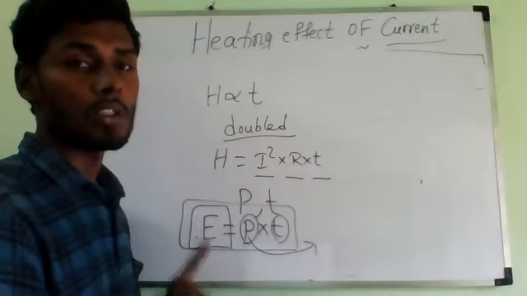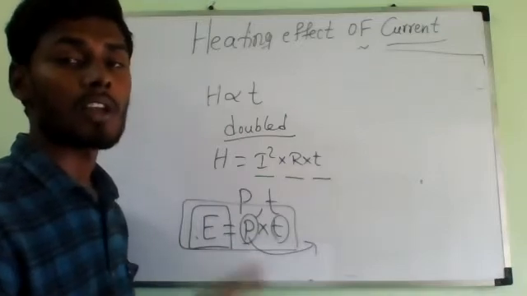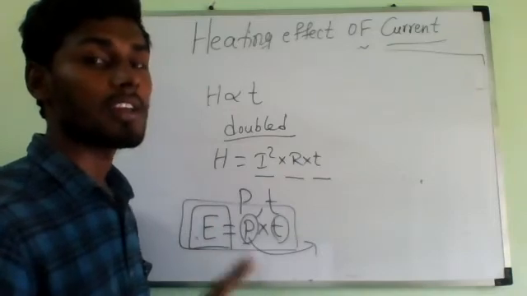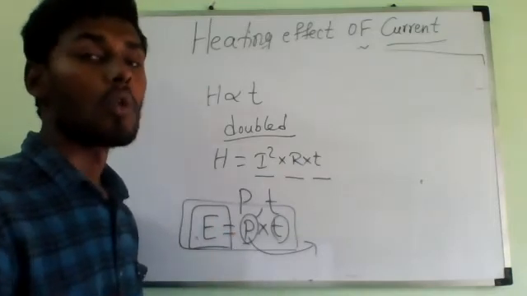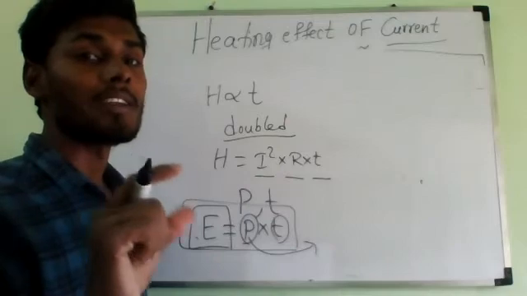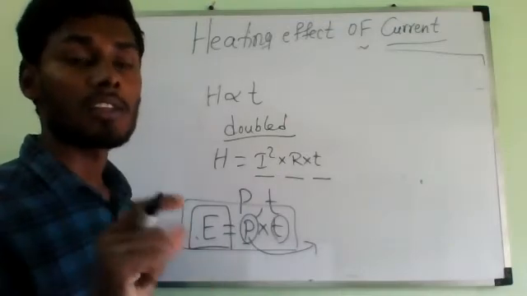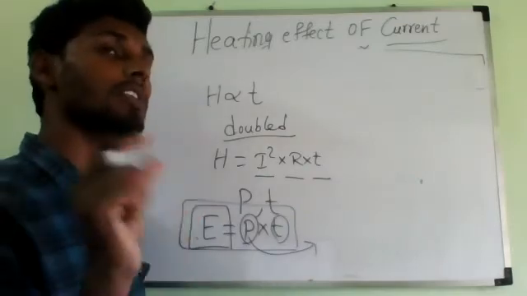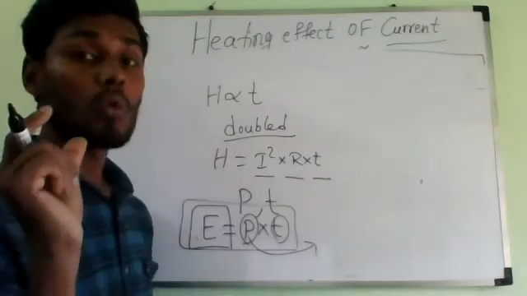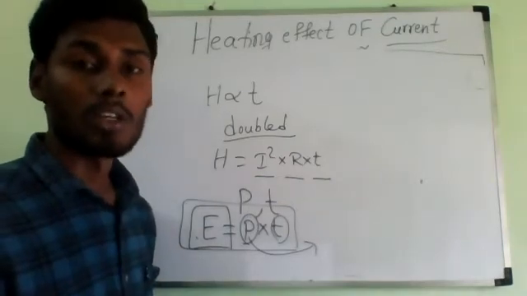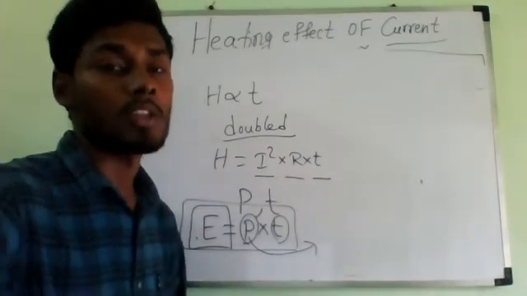So here you should note that all the appliances which run on electricity do not convert all the electrical energy into heat energy. Only the electrical heating appliances convert most of the electrical energy into heat energy. But every appliance will convert some heat energy. So only the heating appliances convert most of the electrical energy into heat energy.